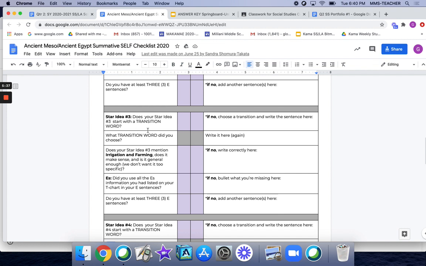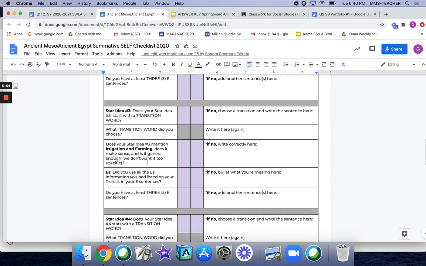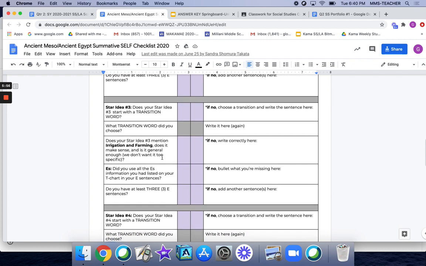Does your star idea 3 start with a transition word? Yes or no? And if no, choose a transition and write the sentence here. And then what transition word did you choose? Write it here again. Then does your star idea 3 mention irrigation and farming? Does it make sense? And is it general enough? We don't want it too specific. Yes or no? And if no, write it correctly.